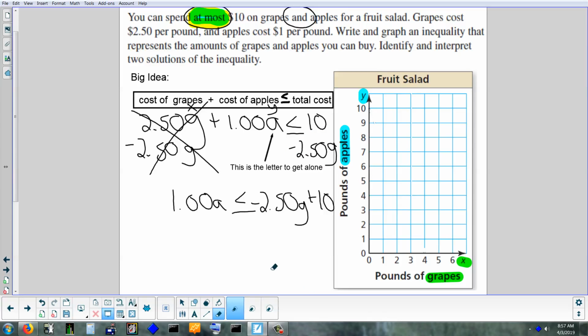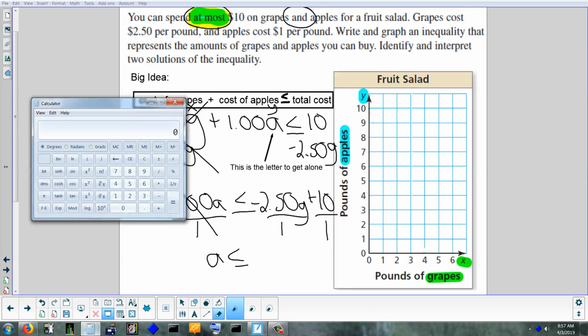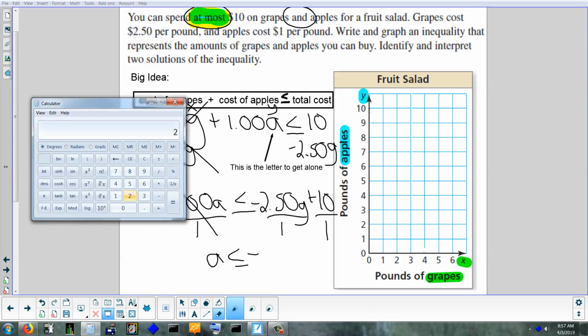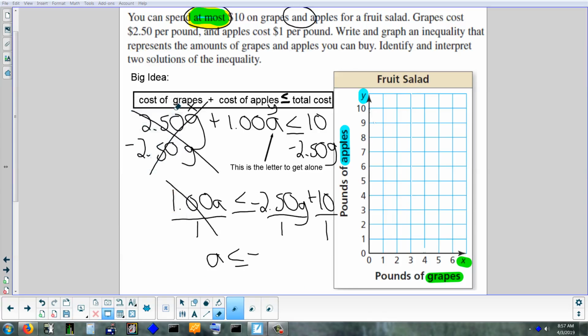How do I do that? By my 1. So we know that's going to cancel out and be A. We got that. I know it's going to be negative. I'm going to do 250 divided by 1. 2.5, but we know it's going to be negative, so it'll be negative 2.5. And then 10 divided by 1, it's going to be what? 10. So it would be A is less than or equal to negative 250 plus 10.